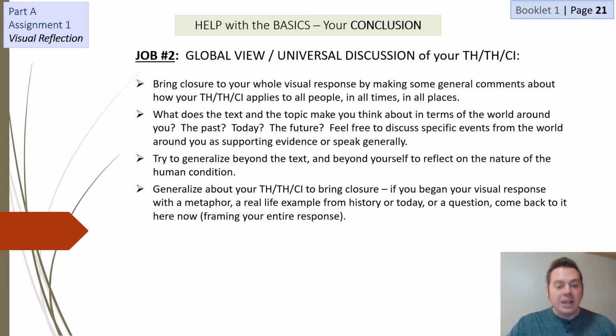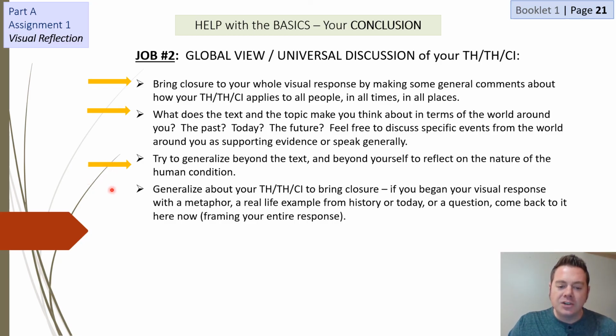And job number 2 is the global view or universal discussion of the theme, thesis, controlling idea. So bring closure to your whole visual response by making some general comments about how your theme, thesis, controlling idea applies to all people in all times, in all places. What does the text and the topic make you think about in terms of the world around you, the past, today, the future? Feel free to discuss specific events from the world around you as supporting evidence, or speak generally or philosophically. Try to generalize beyond just that text and beyond yourself to reflect on the nature of the human condition. This is really getting at the significance that we want to look at in these responses.